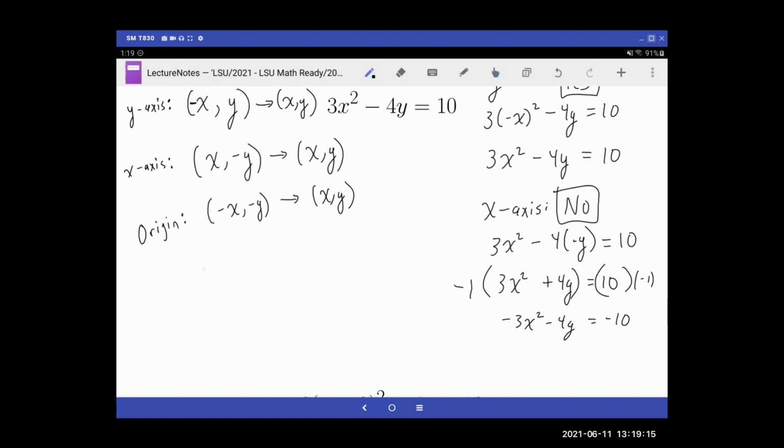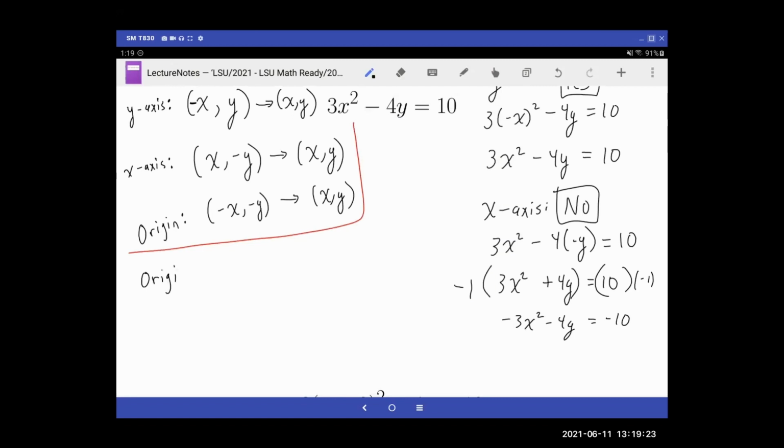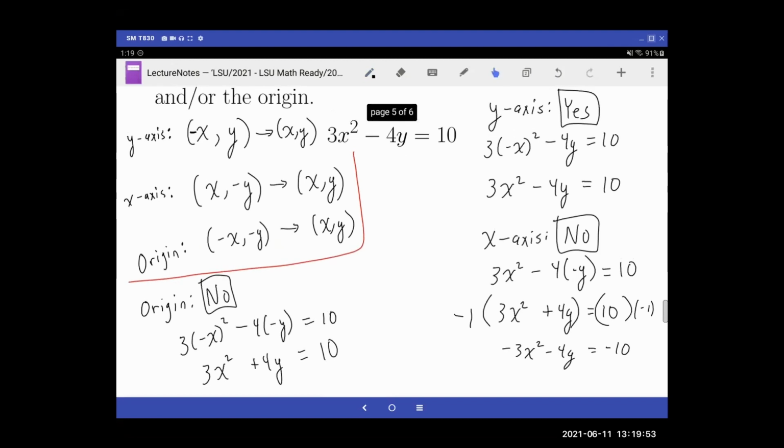Okay, and then for the origin, I'll do that one here. Let me kind of box this off. Change both the x and the y and see what happens. So again, we know what happens here. That becomes a positive x squared. We know what happens here. That becomes plus 4y. Okay, I got that equation again, right? It's not the same as the original, so we'll say no. So this particular graph is symmetric only with respect to the y-axis.